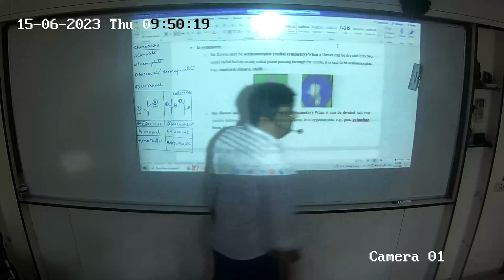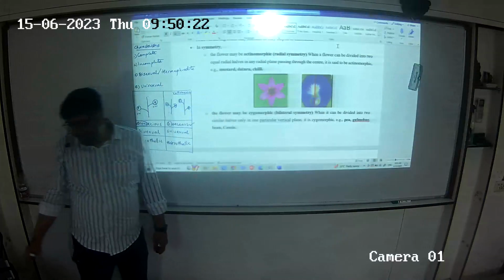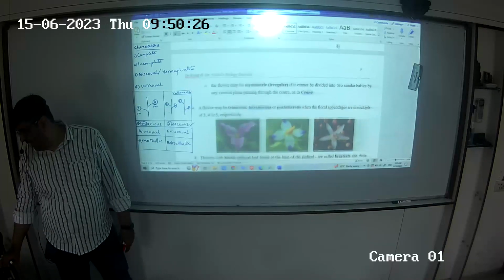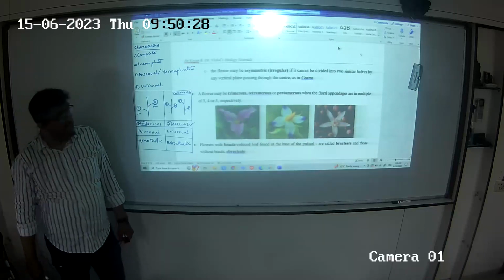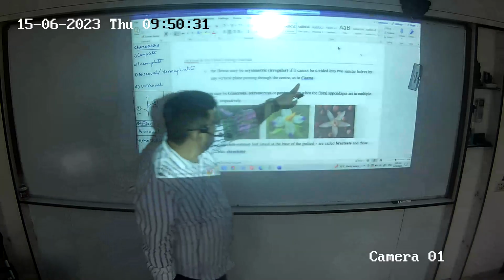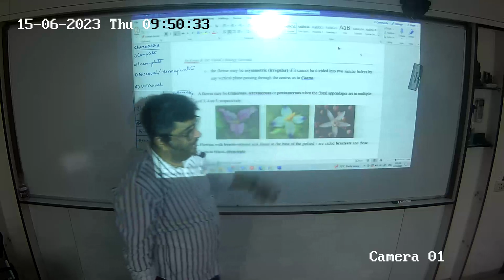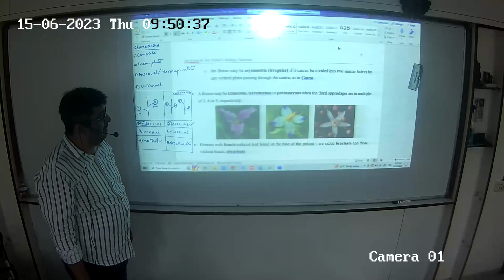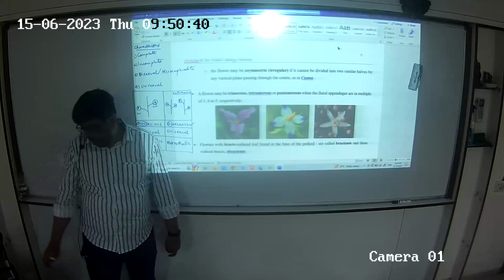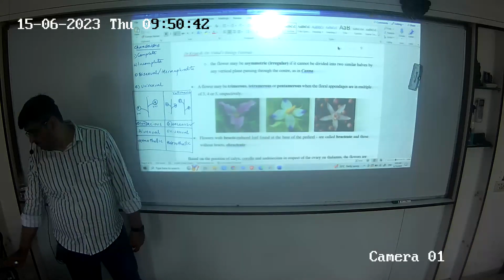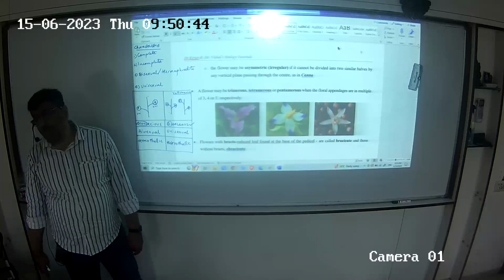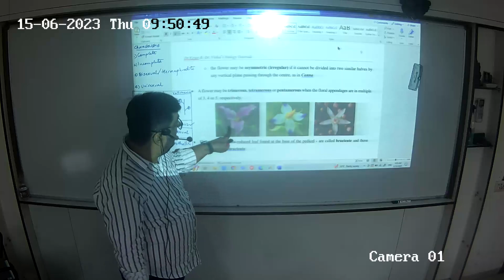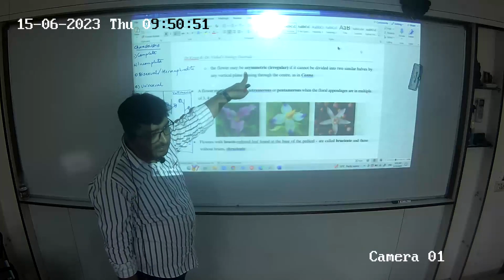And the third obviously is asymmetrical. When you cannot divide it in two similar halves by any of the planes, it is an asymmetrical flower, as in case of canna. Now a special condition: asymmetrical has no symbol.